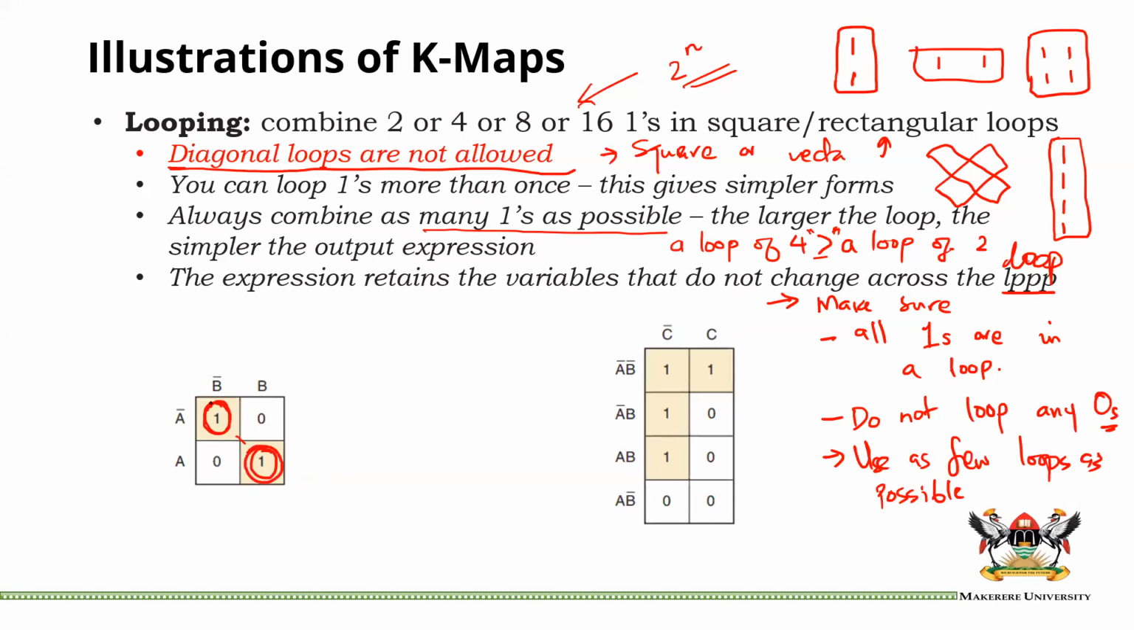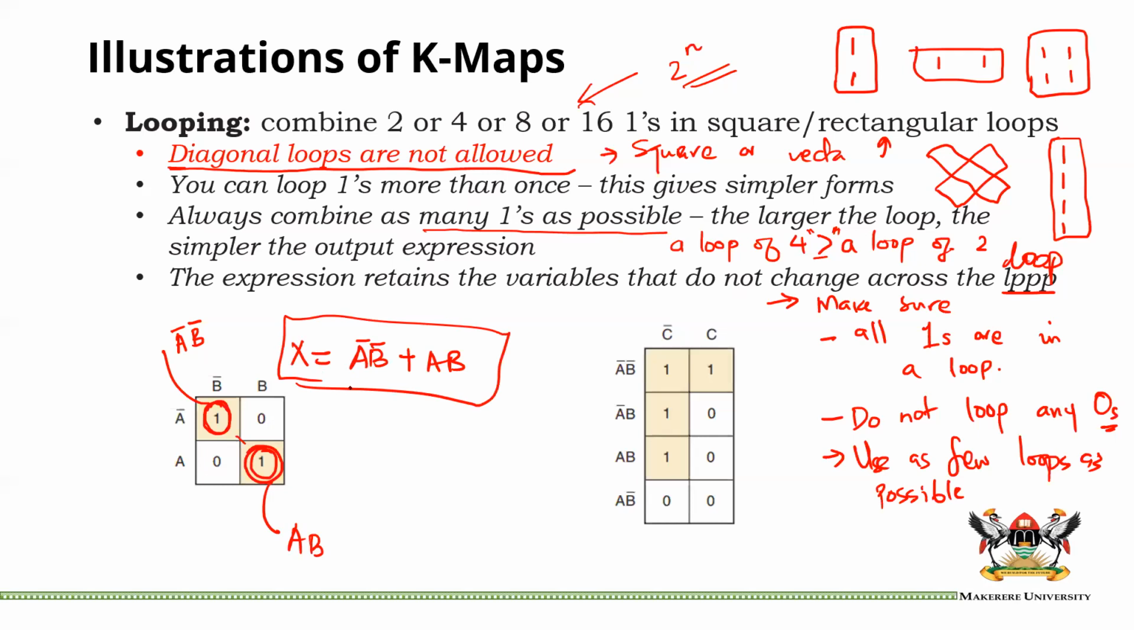Now, if we loop this individually, we can see that this loop is called A inverse, B inverse. Okay, so you can see it is between, you know, this is very easy actually. And this loop is going to be AB. And in fact, this we had already seen. We can then say our output is A inverse, B inverse, or AB, which we had already seen at the beginning when we were looking at the K-map.